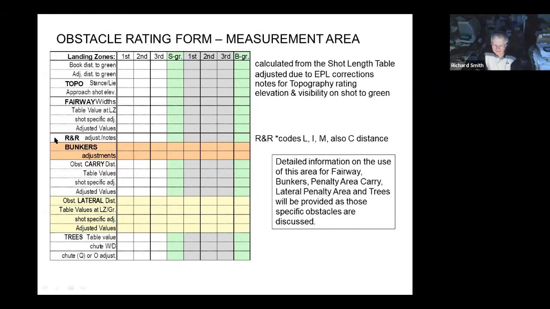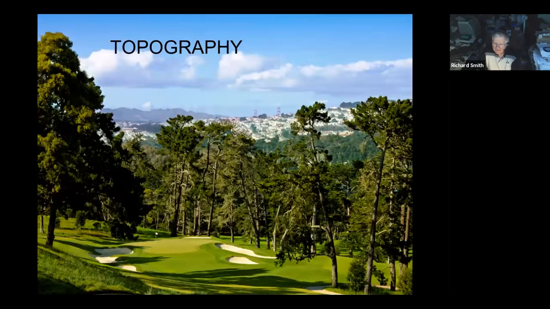And then the balance of this is where we put all of the data, the measurements that we take of the width of the fairway, measurements that we take to the lateral obstacles, for example, and the table values that we get from that information all goes in this larger area. And as we go through this presentation, you'll see specifically how we address that for each of the obstacles. So the first of them is topography.